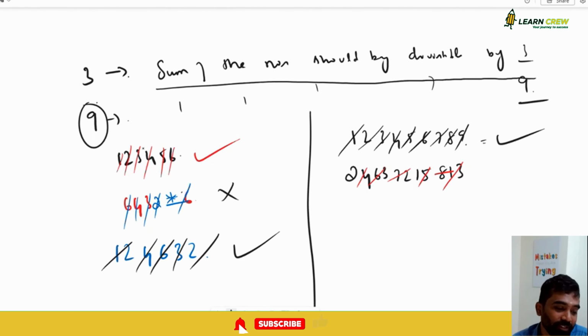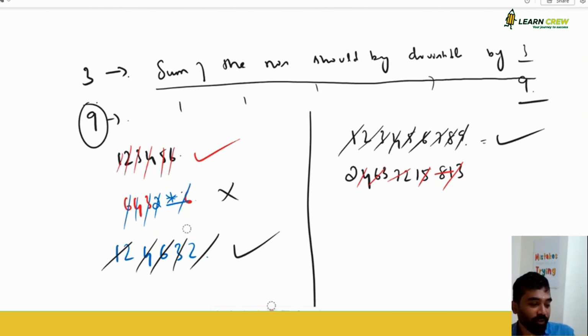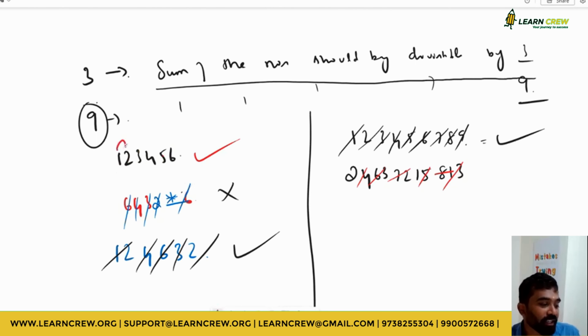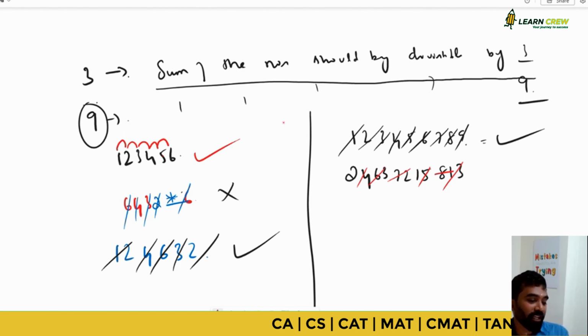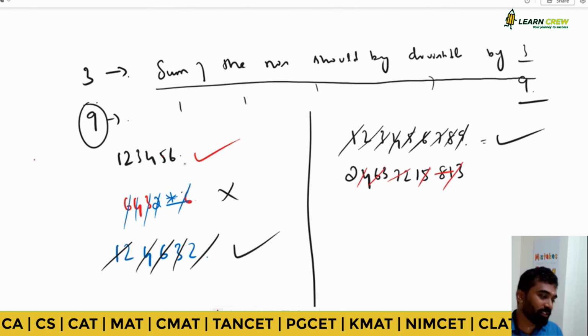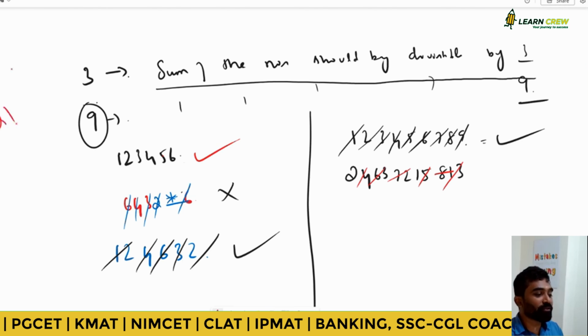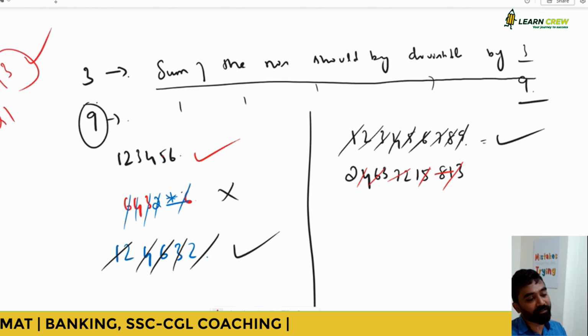Here, the given number is what? Here, the given number was 1, 2, 3, 4, 5, 6. What is 1 plus 2? 3. What is 3 plus 3? 6. 6 plus 4 is 10. 10 plus 5 is 15. 15 plus 6 is 21. 21, is it divisible by 3? Yes, it is divisible by 3, sir. Now, what I was doing is this one only. This is 21. This 21 meant it is going to be 3. Now this 3 is again divisible by 3.